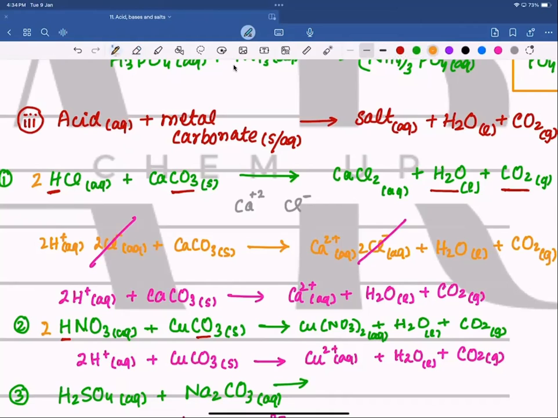So water and carbon dioxide form. We are left with the sodium ion, which has a +1 charge, and the sulfate ion, which has a -2 charge. Yes, Manahil, can you tell me the formula of sodium sulfate, the salt? Sodium is +1 and sulfate is -2. Na2SO4.